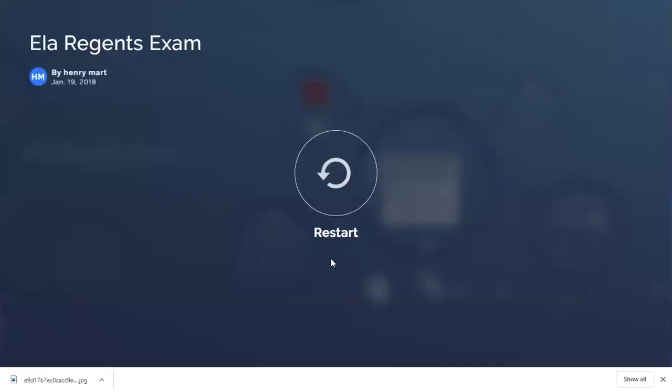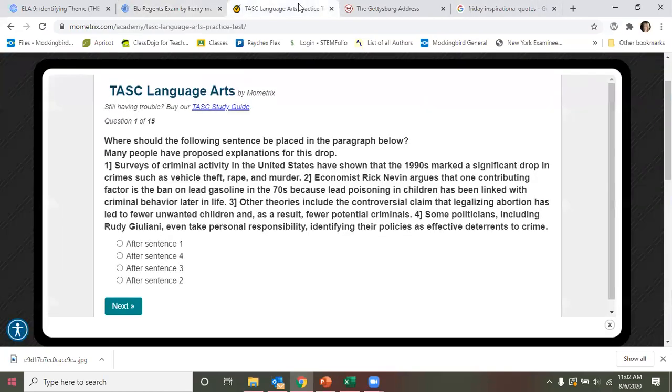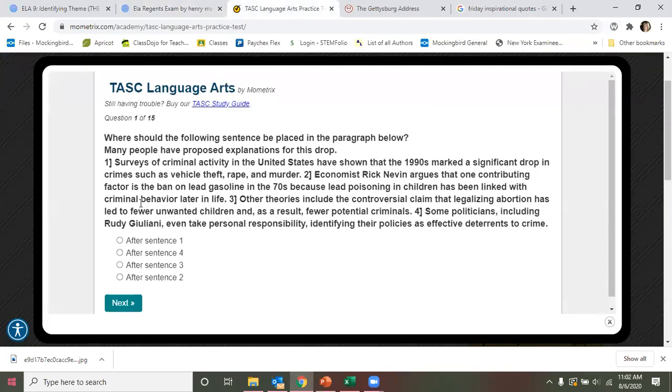So you're going to have these questions throughout this, and I want to come over here. Here's an example, and Anson, I'm probably going to put you on the spot, so I hope you're paying attention. Here's a question: where should the following sentence be placed in the paragraph below? "So many people have proposed explanations for this drop." The whole thing says, surveys of criminal activity in the United States have shown that the 1990s marked a significant drop in crimes such as vehicle theft, rape, and murder.